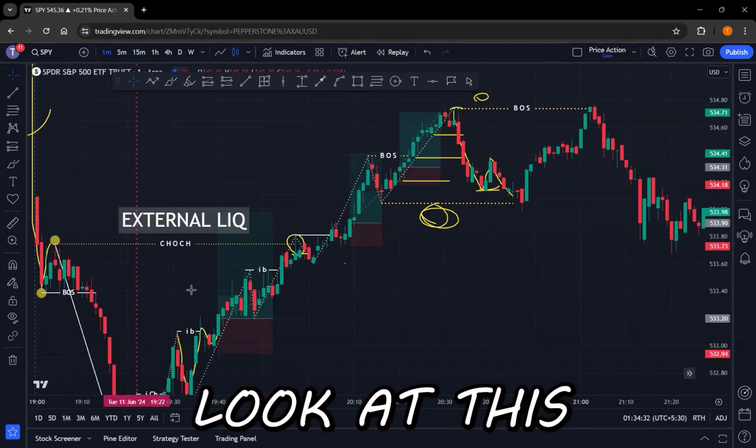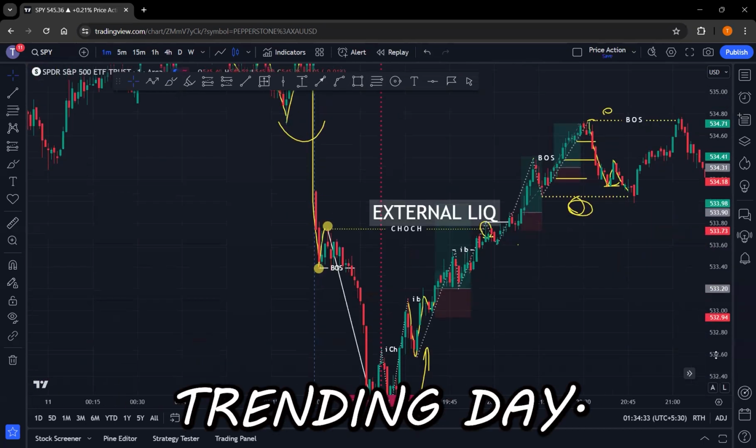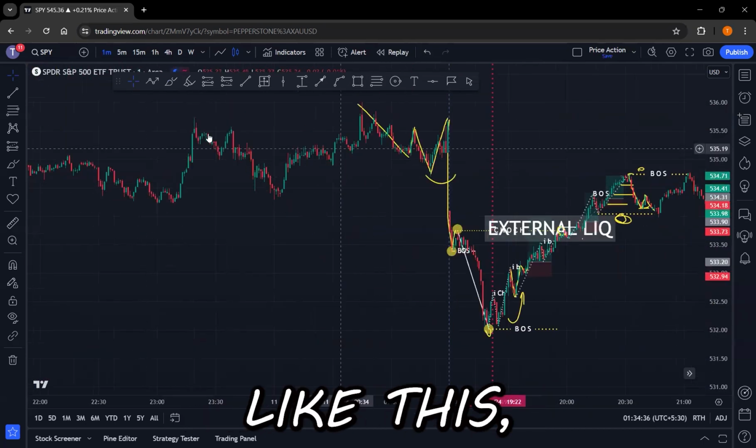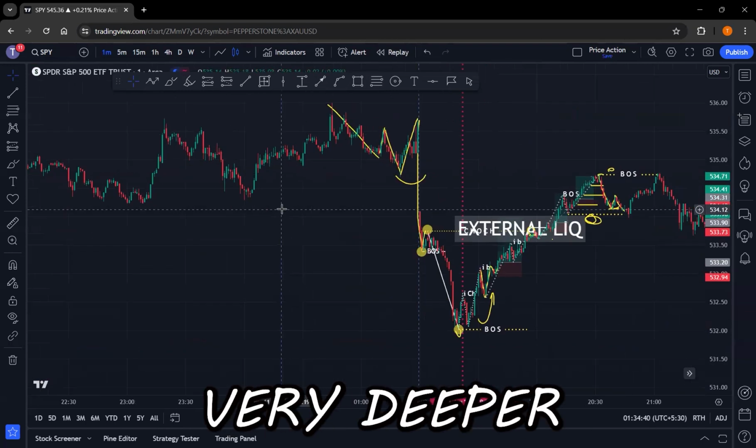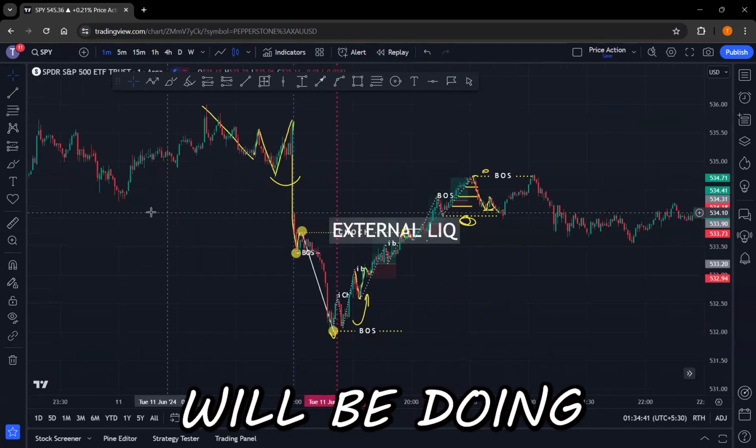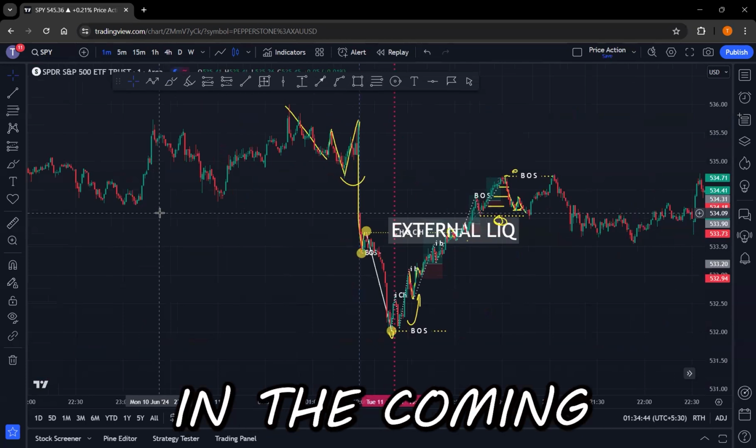So if you look at this major trend in the market, no doubt this is a very trending day. If the price would have been something like this, then our perspective or our studies would have to be much deeper to understand and decode the market, something which we'll be doing in the coming videos as well.